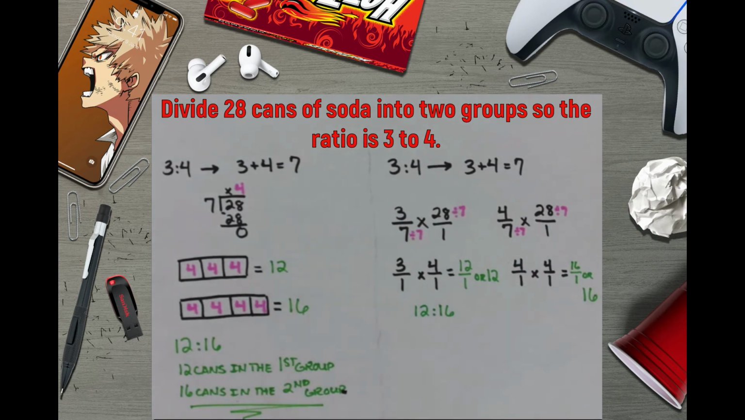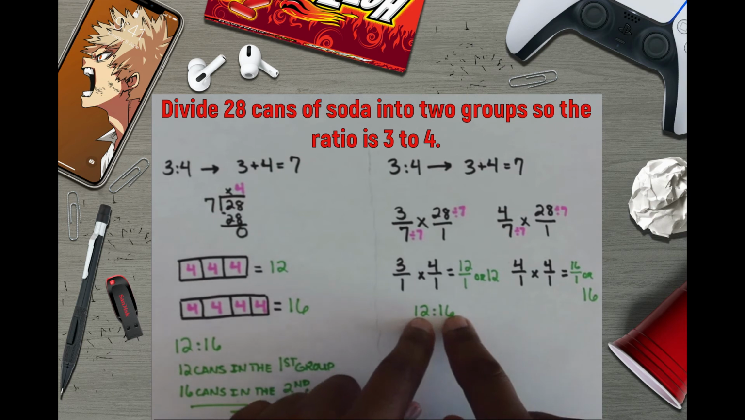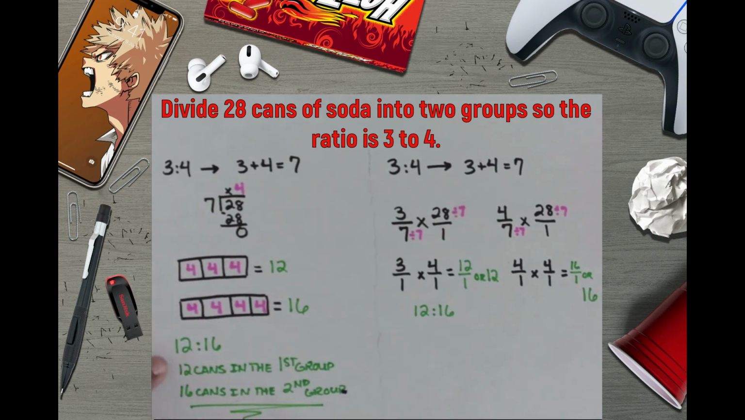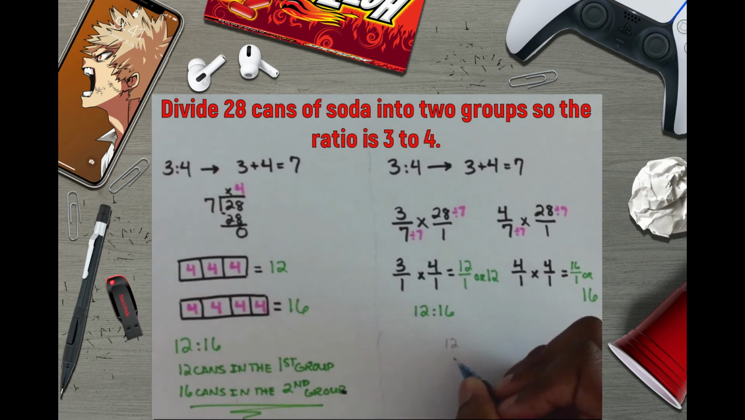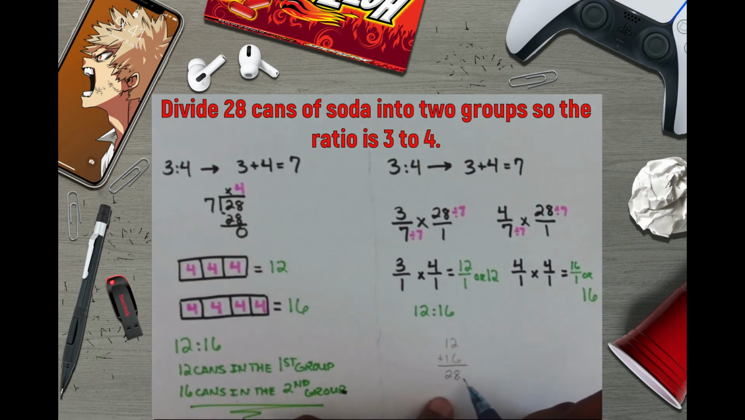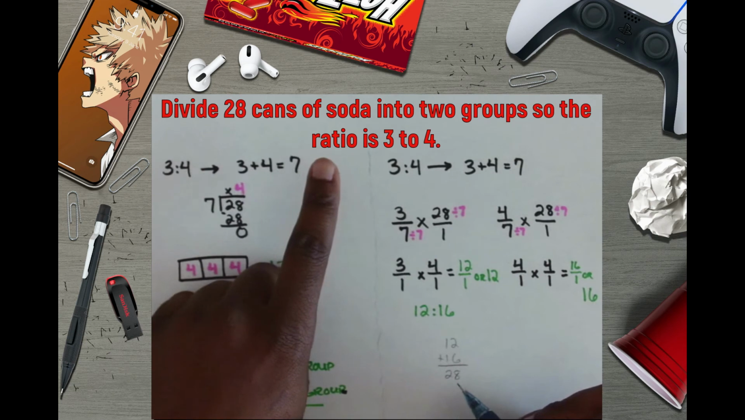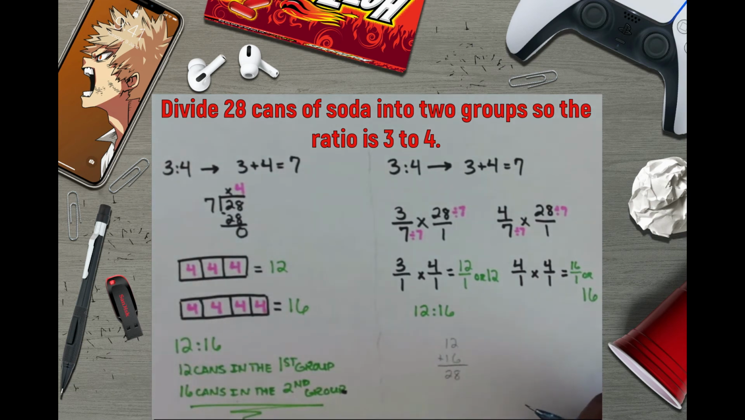What I'm going to show you now is basically how to double check this. I'm going to do that in pencil because I have some erasing to do. So if I wanted to check this to make sure that I had the right answer, one thing you can do is add the numbers in your groups together. I have 12 and 16. If I were to add 12 plus 16, that gives me 28. This 28 is the total number that was in my problem because I had 28 cans, right?